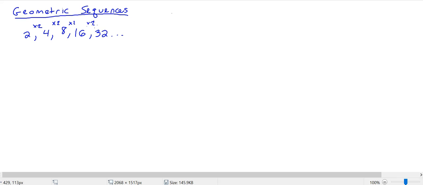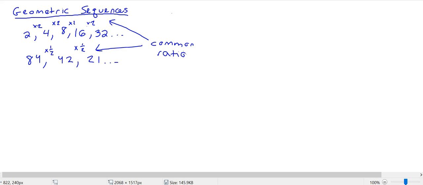And we could also be multiplying by a fraction. So let's say we have a sequence 84, 42, 21, ... What we're multiplying by in this sequence is a half. Each term, we're multiplying by a half to find the term after it. This thing that we're multiplying by, in the first one it would be 2, in the second one it's a half. This is called the common ratio.